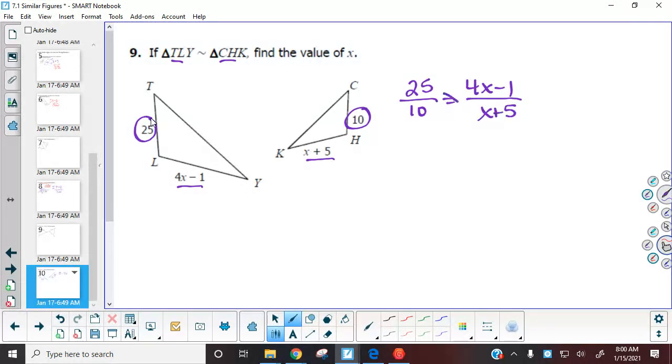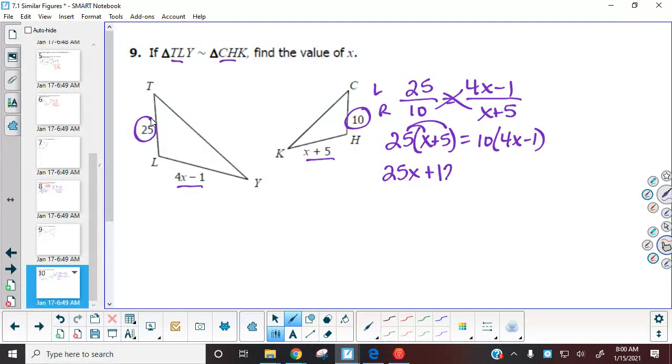What matters is when you cross multiply, you would have 25 times the quantity x plus 5 in one direction, and you have 10 times the quantity 4x minus 1 in the other direction. Again, you could set that up a little bit differently. I did the left over the right just to help keep that straight. So now I go ahead and distribute. So 25x plus, and then 25 times 5 is going to give me 125. I get 40x minus 10, and then I subtract 25x to get 15x here. Add the 10 to get 135, and 135 divided by 15 is going to give us a value of 9.